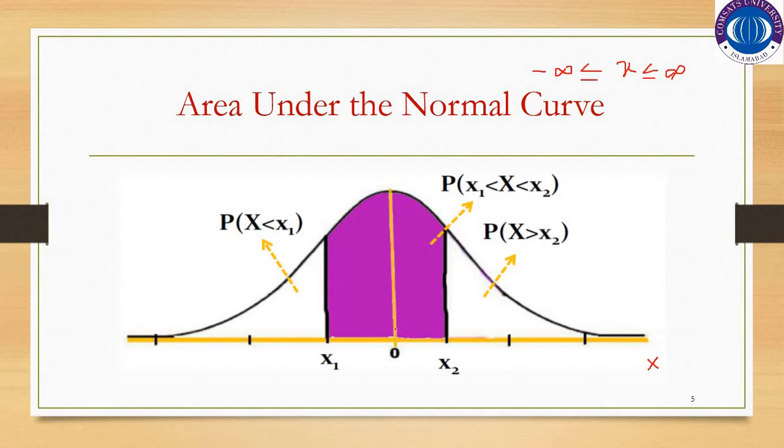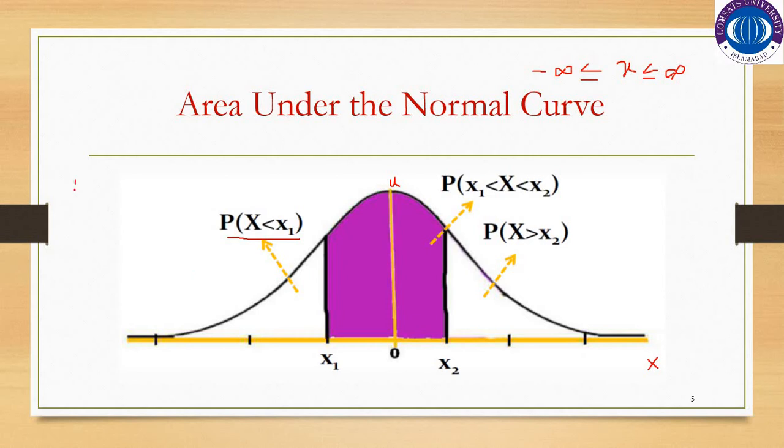Let's suppose the mean of the distribution is 0. This one is the mean. Now, the probability that x is less than x1: you have to find this probability. It means that you have to integrate the normal probability density function up to the point x1, where x1 is some value in the range of the random variable x.